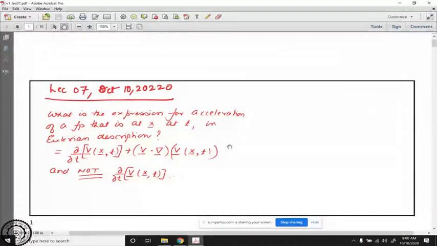All right, so this is where I ended yesterday's class. We derived the expression for the acceleration of a fluid particle that is at x at time t in the Eulerian description. And this is what we got: partial with time and then v dot del. Both operators should act on the velocity vector, and the sum total of these two operations gives me the acceleration for that fluid particle. Again, reminding you that it is not the same as just partial with time. That is just one contributor.